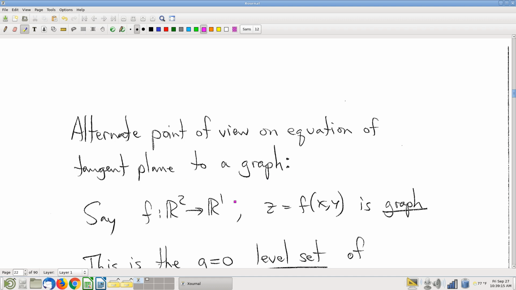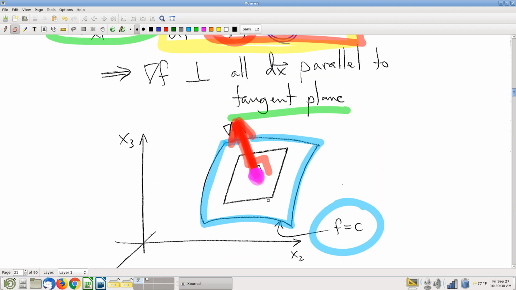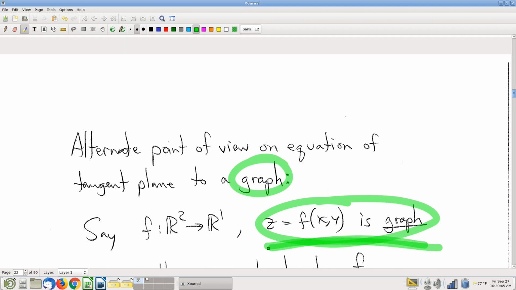So let's take a different point of view. Let's think about the graph. What is a graph? Here's what a graph is. A graph is an equation that looks like that. And I want to use her observation. Her observation was, hey, if we were looking at a level set, then I could use the gradient vector as a normal vector in attempting to find the tangent plane to that level set. If only we were looking at a level set. And the thing is, here we aren't. We're looking at a graph, not a level set. It's a bummer.